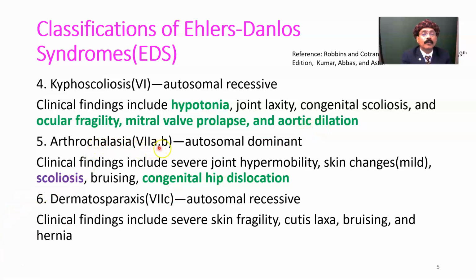Arthrochalasia type 7AB, autosomal dominant. Clinical findings include severe joint hypermobility, skin changes, scoliosis, bruising, again congenital hip dislocation. Dermatosparaxis type 7C, type 6, 7C, autosomal recessive. Clinical findings include severe skin fragility, cutis laxa, bruising, and hernia. Hernia may be inguinal hernia, hiatal hernia, or incisional hernia.